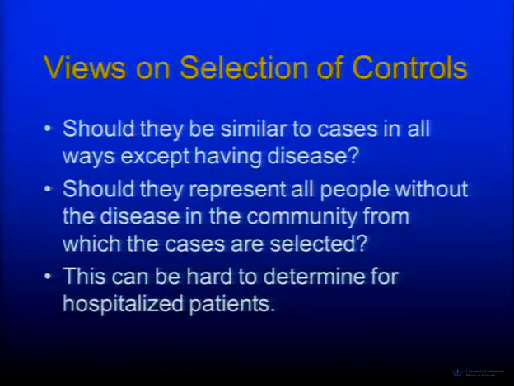The problem is that if you have hospitalized patients, sometimes they're not like the community. Oftentimes, if you look at people who are hospitalized versus those in the community, the ones in the hospital may be more likely to be smokers, and may exercise less. So there are certain features that you're going to get if your controls are hospitalized. But overall, what we're trying to do is, if we find that there's a difference in exposure between our case group and our control group, we want to say it's not due to the selection of controls.